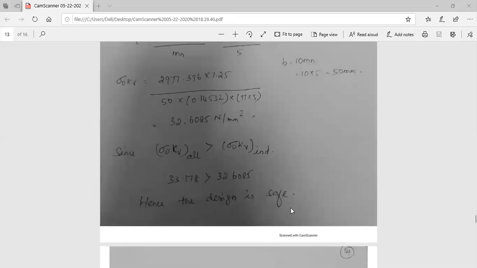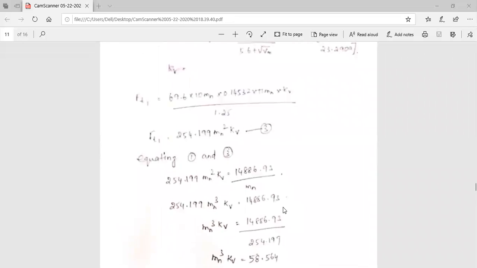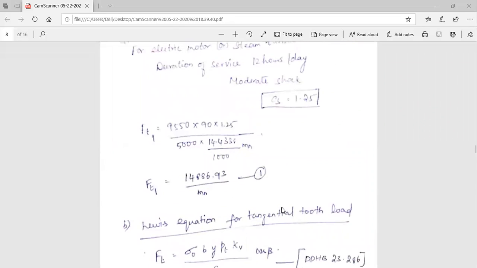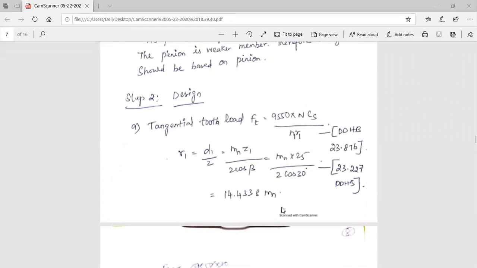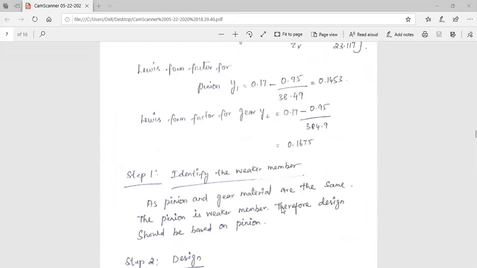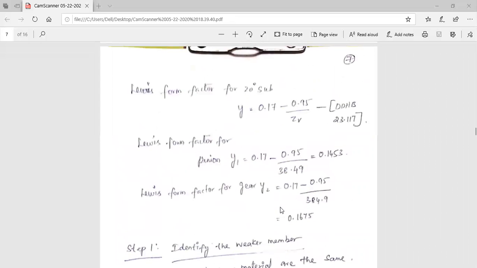So step 2 is over. So step 1 is over. Step 1, you identify the weaker member. Step 2, you check the design of the gear based on the load and stress. You design the gear and you have to check the dimensions also. The step 2 is over. So after that you have to find out the dynamic load and wear load condition. Apply the checking of dynamic load and wear load condition.